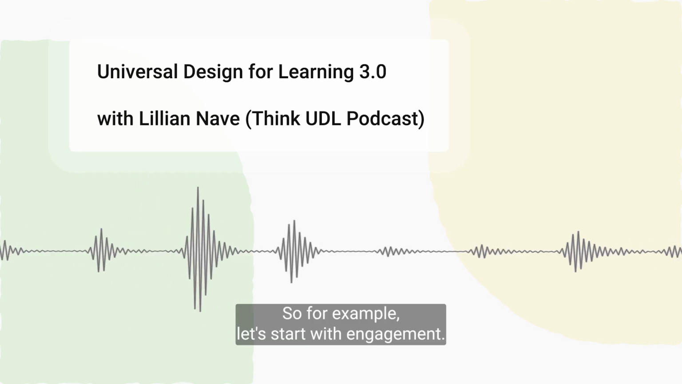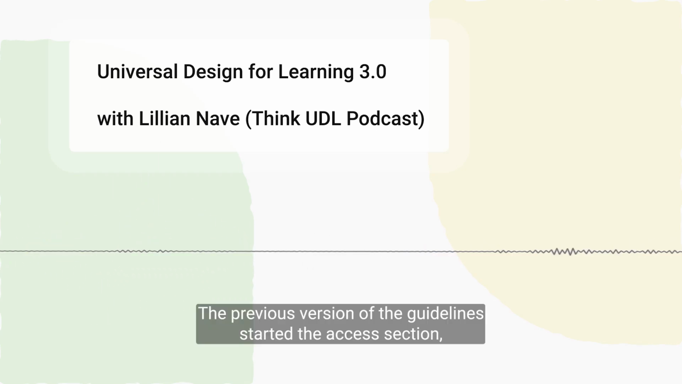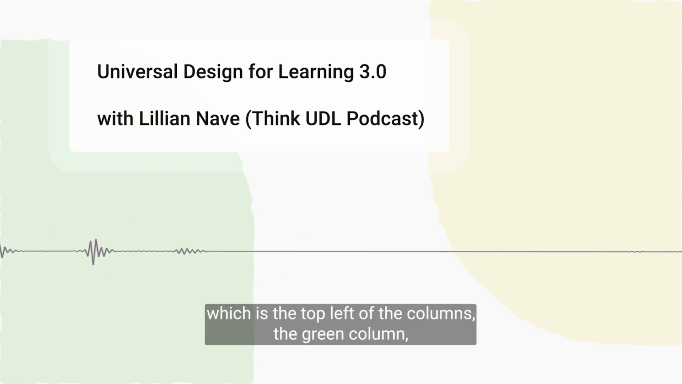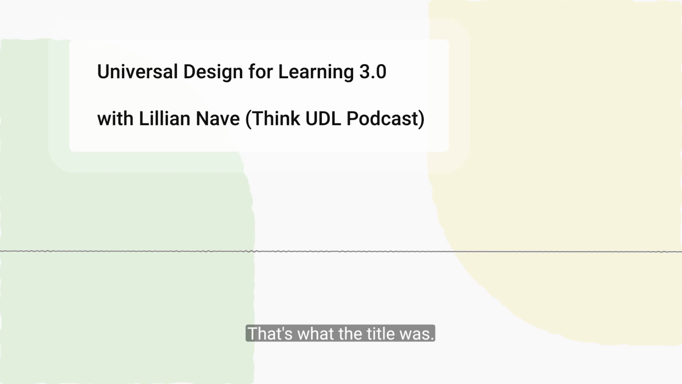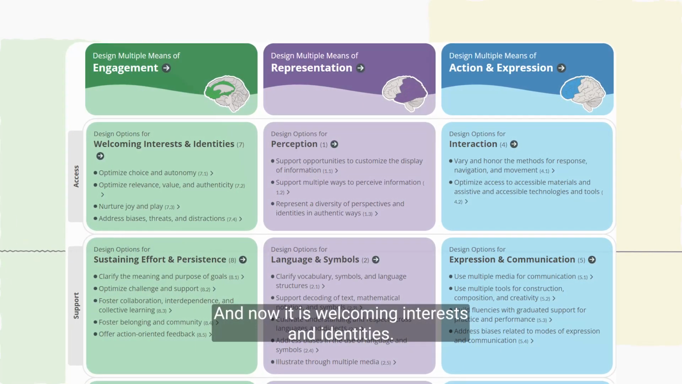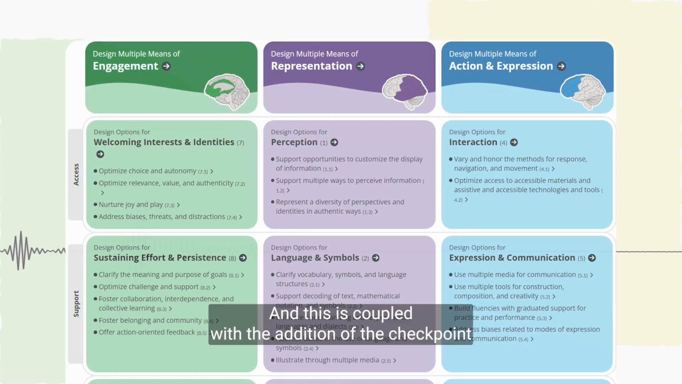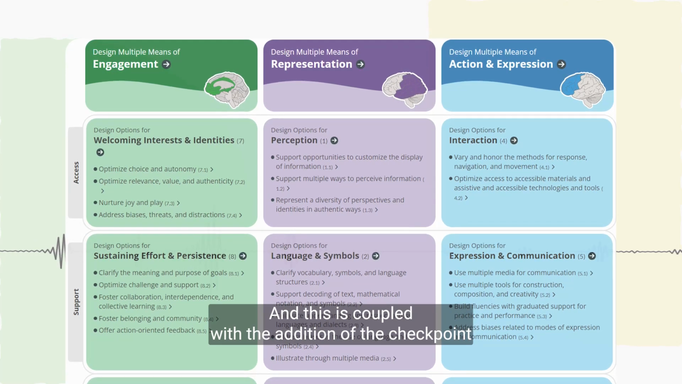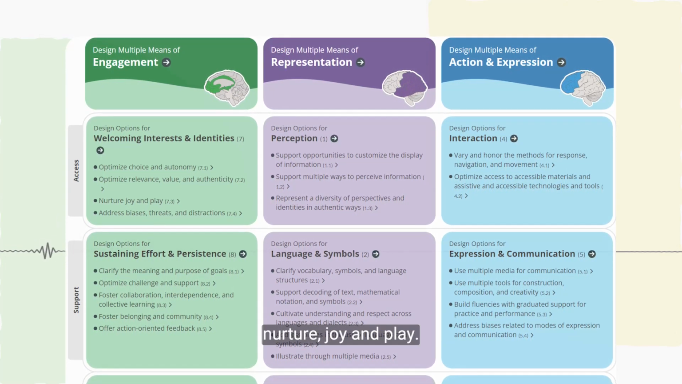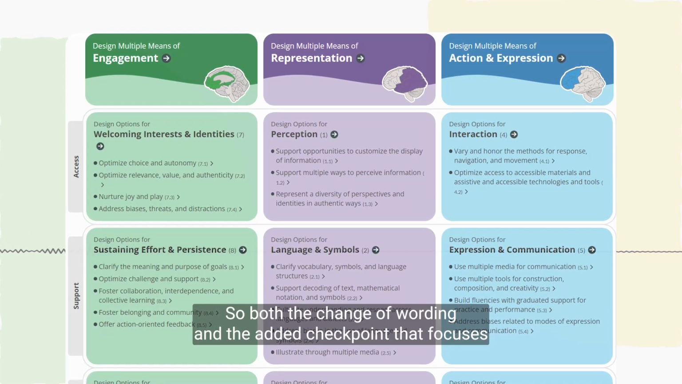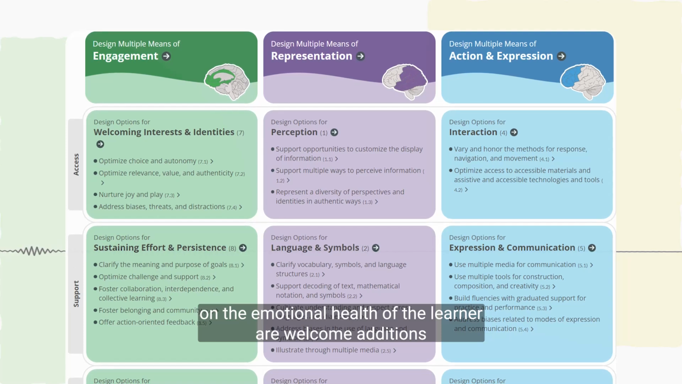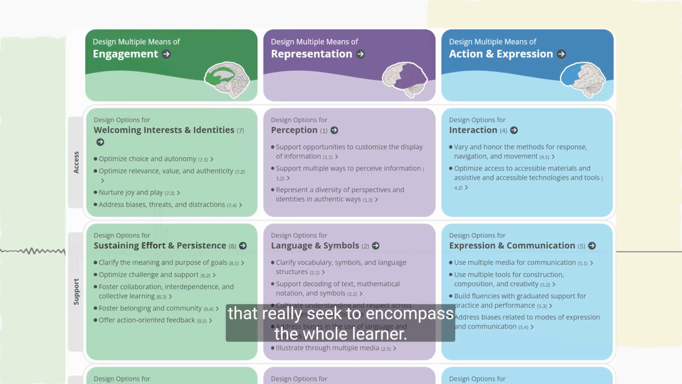So, for example, let's start with engagement. The previous version of the guidelines started the access section, which is the top left of the columns, the green column of the engagement column, as recruiting interests. That's what the title was. And now it is welcoming interests and identities. And this is coupled with the addition of the checkpoint nurture, joy, and play. So, both the change of wording and the added checkpoint that focuses on the emotional health of the learner are welcome additions that really seek to encompass the whole learner.